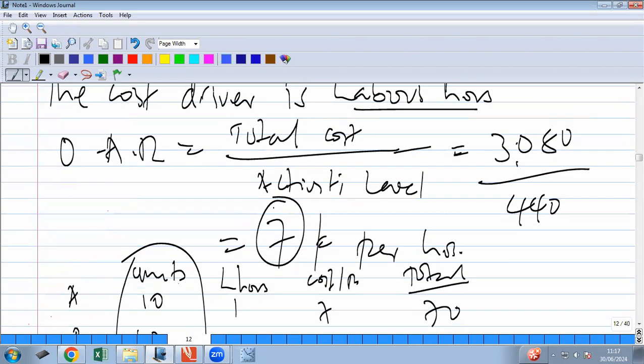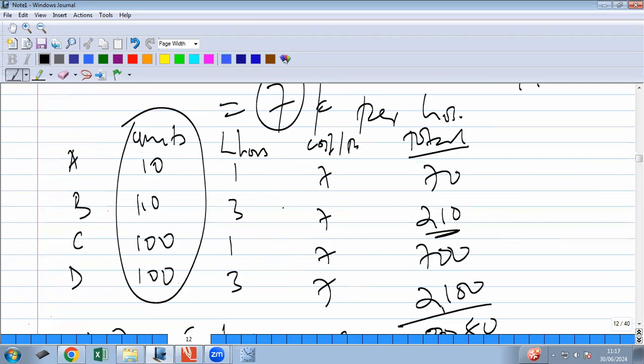Now, since it is labor hours, and they said it is labor hours per unit, that means you need to bring in the element of units. For product A, it's 10 units. But how many labor hours are we incurring on product A? It's 1, 3, 1, 3 for A, B, C, and D respectively. Then what is that cost per unit, which is our overhead absorption rate, which is 7? And when you multiply, this is what you get.